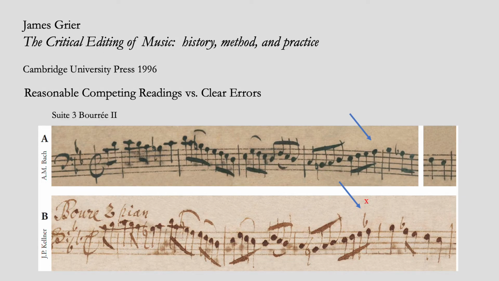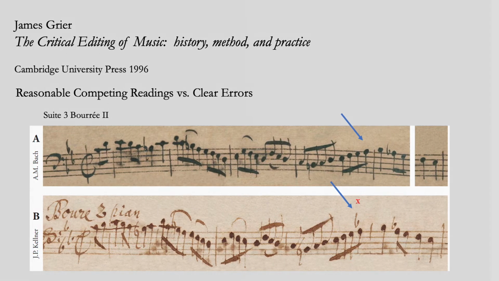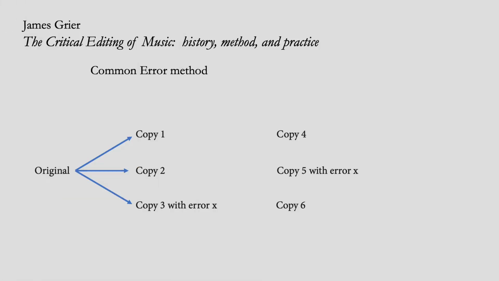In the second bourrée of Suite 3, Greer points to an example of a reasonable choice in either manuscript, the ascending A-flat or A natural at the end of measure 4. Both readings are legitimate in style and context. Of much greater import is any case of a clear error.